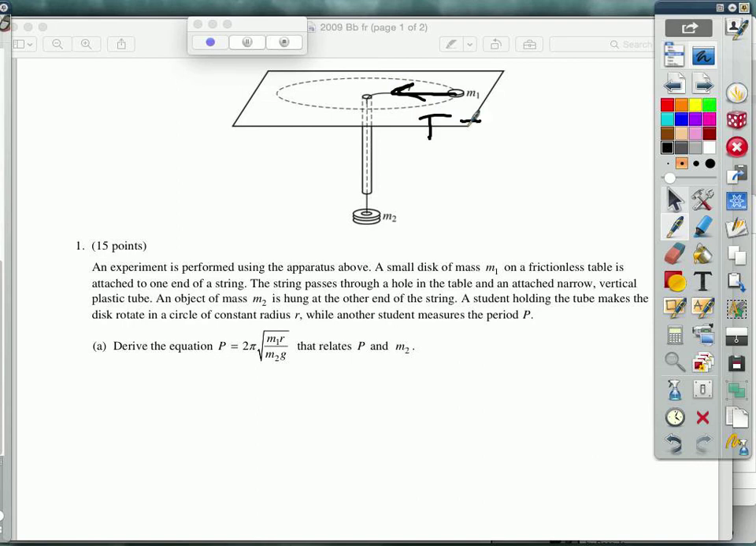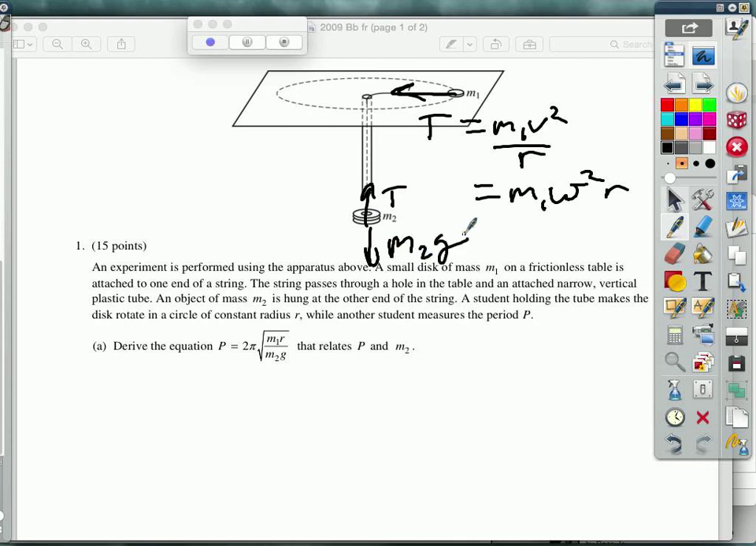Right? This T is m1 v squared over r. It could also be m1 omega squared r. Doesn't matter, either one works. This T, and this is m2g. So, of course, I've done some forces here, some forces there. So we get m1 v squared over r equals m2g.